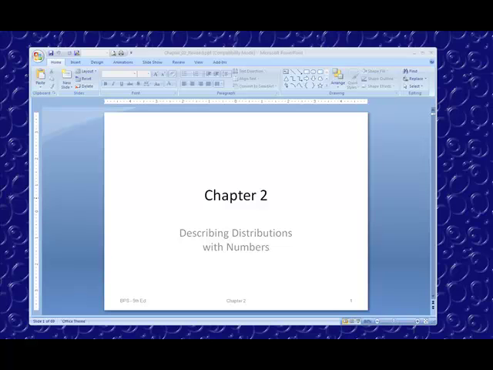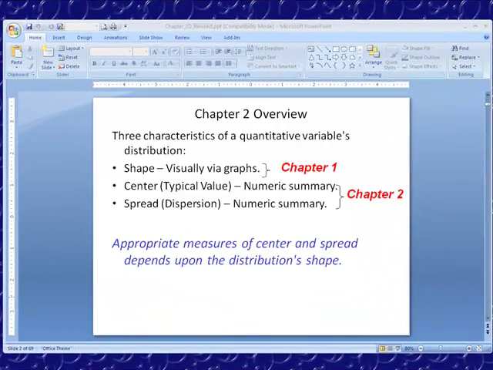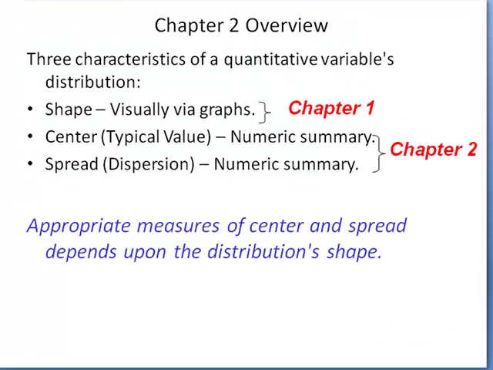Welcome to Chapter 2. We're going to now be describing distributions with numbers. We just got through visually looking at our distributions by graphs and charts. That was Chapter 1. That was just one of the characteristics of a quantitative variable's distribution. Now we're going to look at numerical summaries for the center and spread, where the center is basically our typical value and the spread is its dispersion. The appropriate measures of center and spread will depend upon our distribution shape.